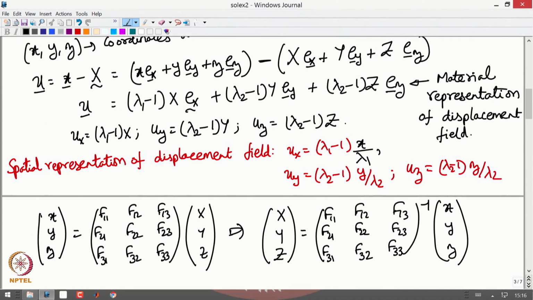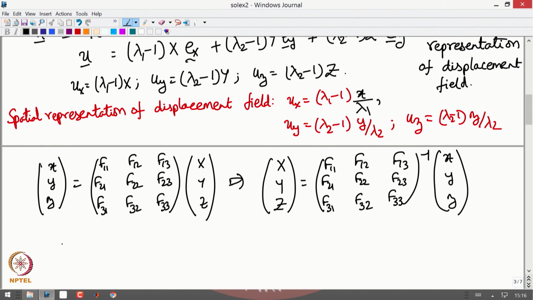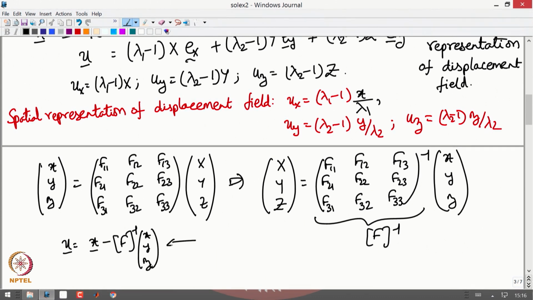Then you can write u as small x minus this, let me call this F inverse matrix, F inverse times small x, small y, small z. So, this is the spatial form for u, a displacement field. Okay. This is how you compute a spatial form.